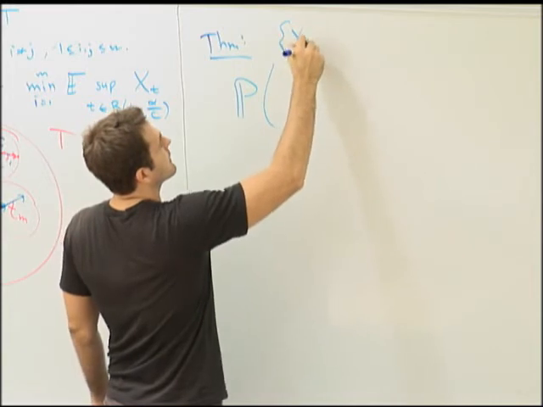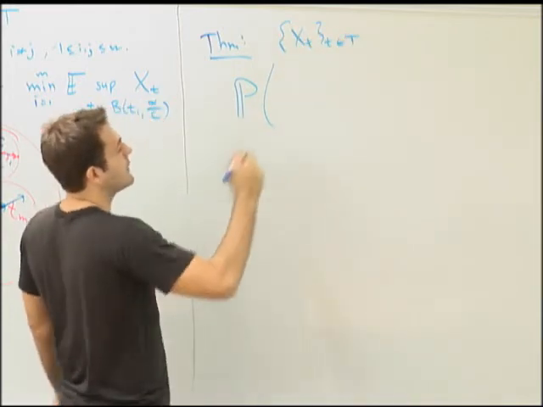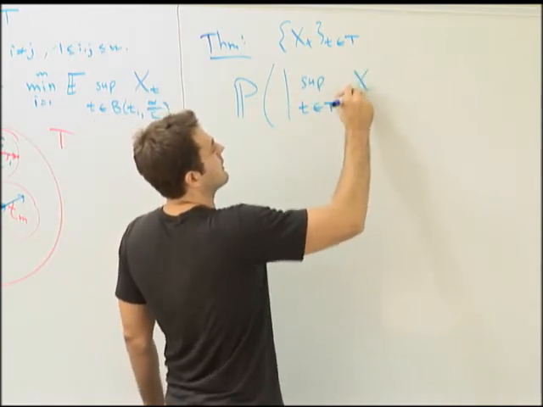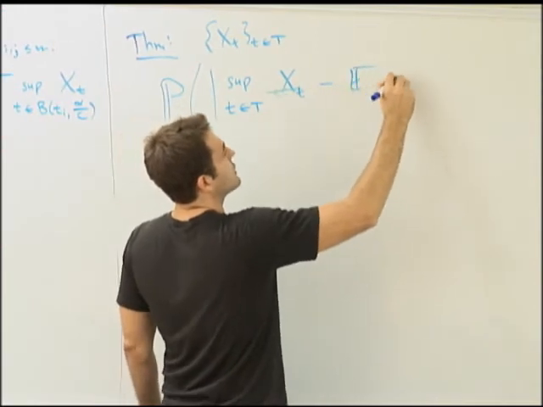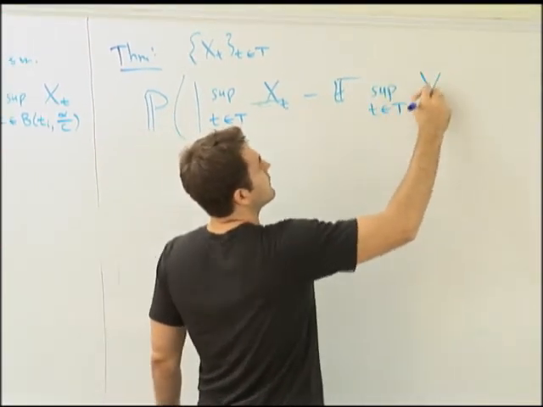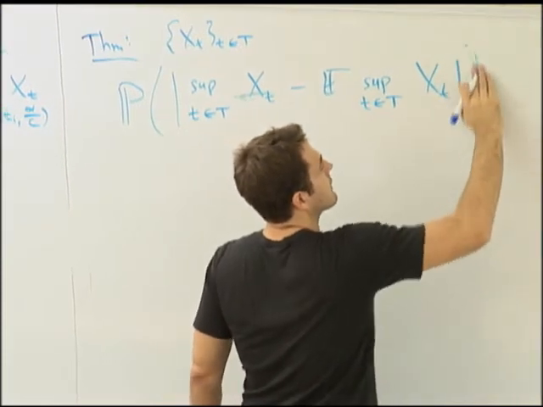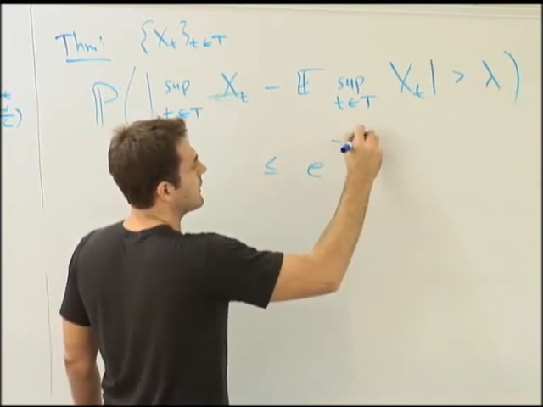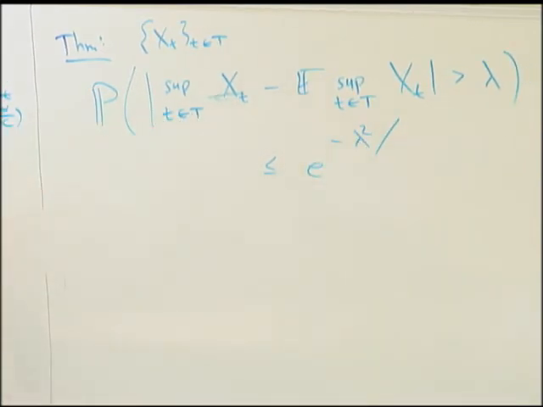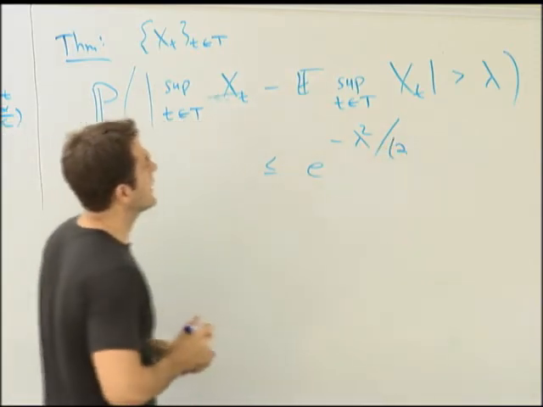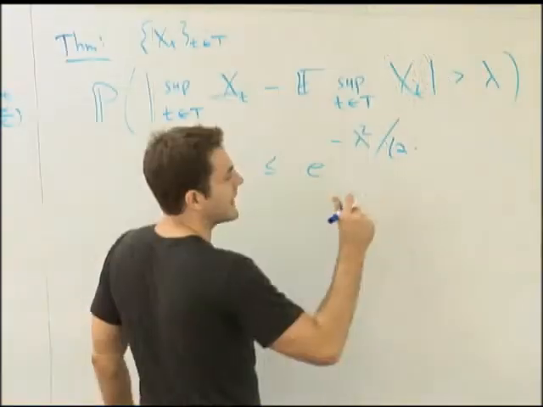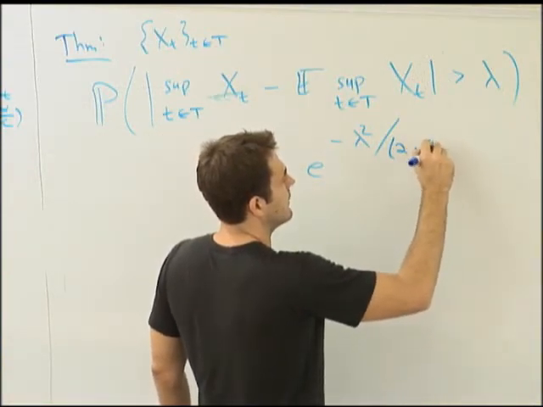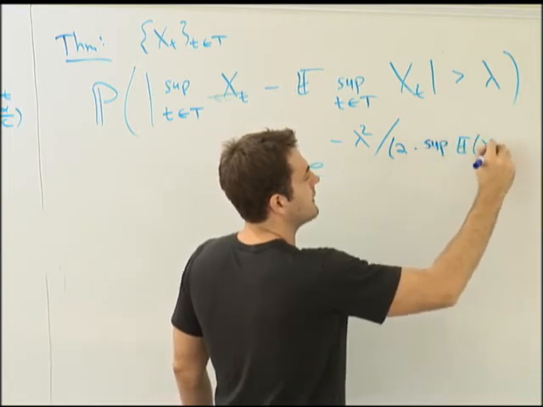Then the probability that the sup of this process minus the expectation of the sup is bigger than some lambda is at most, and here's the factor which is very special to Gaussian, e to the minus lambda squared over something. And here's the thing which is nice. Here we can actually put the maximum variance. So we can put the sup of E[X_t squared].